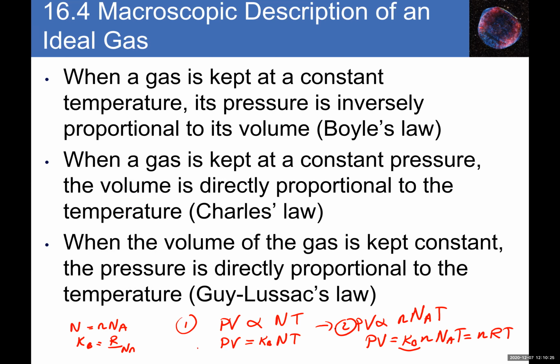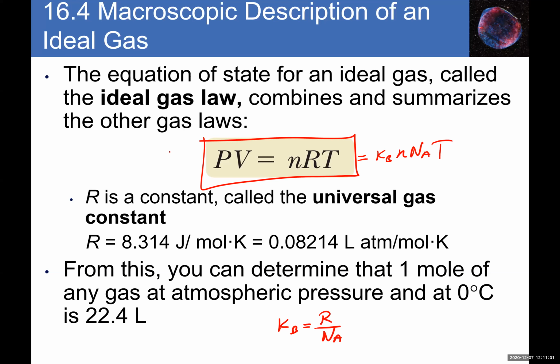So remember, what we're saying is that this was initially written as KB times the number of moles times NA times T, but then KB is equal to the gas constant over the Avogadro number, so it cancels out. So we then have this format over here. This is known as the ideal gas law equation. R is a constant. You have two values for that: 8.314 joules per mole Kelvin, and another one is 0.08214, which is liter atm per mole Kelvin.